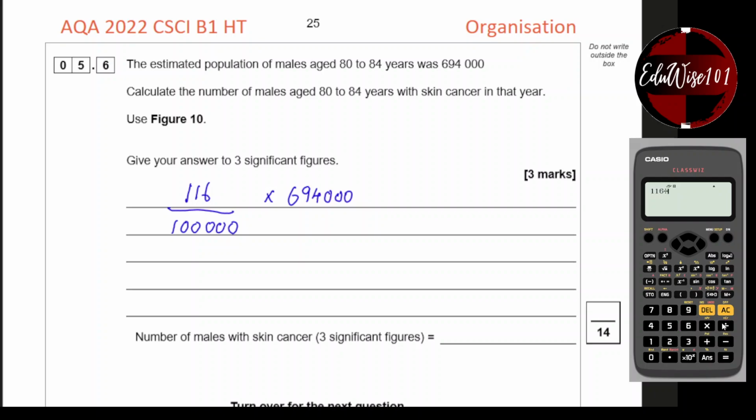116 divided by 100,000, and then multiplied by 694,000. That gives me 805.04. In three significant figures, it will be 805. That brings us to the end of question number 5. I will see you in question number 6. Thank you.